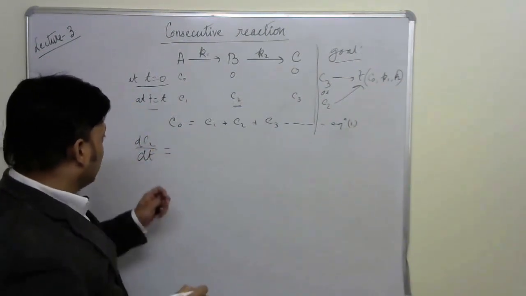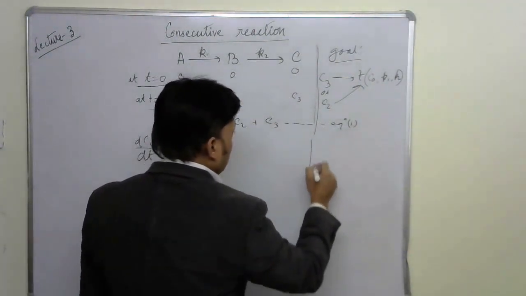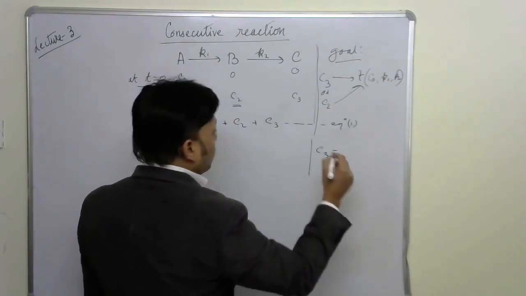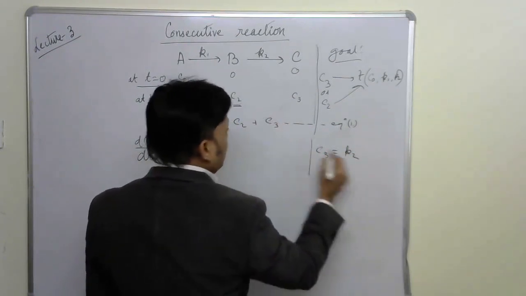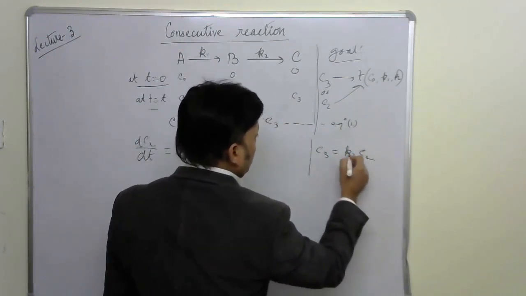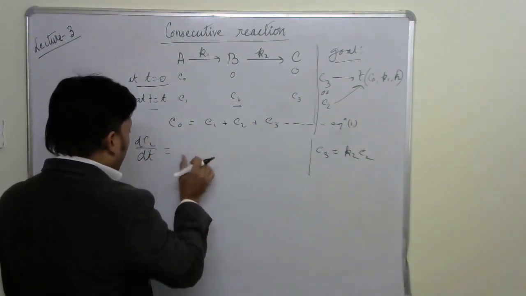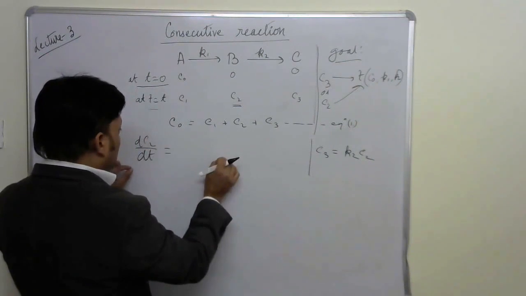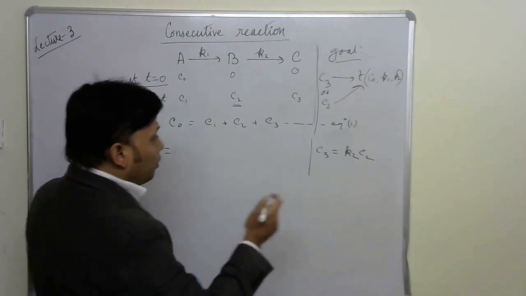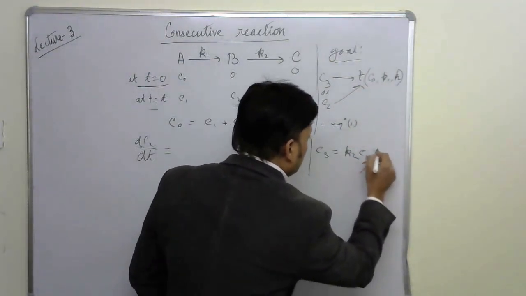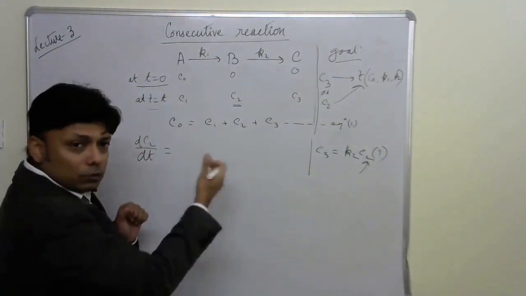Okay. So then from this we will find out C3, because whatever C3 is formed, the only way to form it is C3 is equal to K2 C2. All right. So if we can form an integrated rate law for C2, we plug that value here and we easily know C3. Before we get to that point, to know C2, we have to frame a differential equation involving dC2 dt. So that's what we are doing.